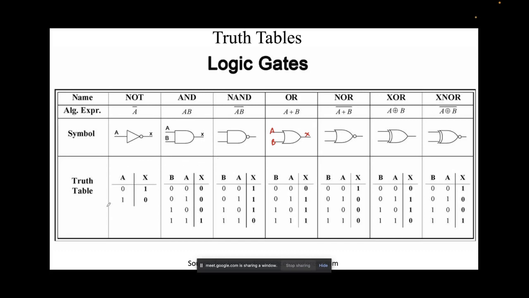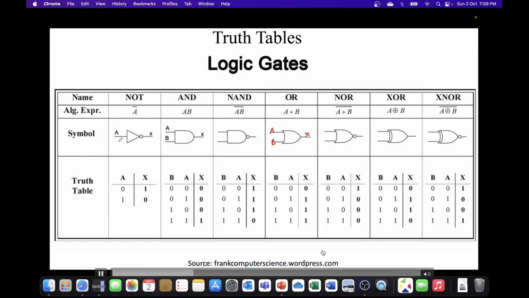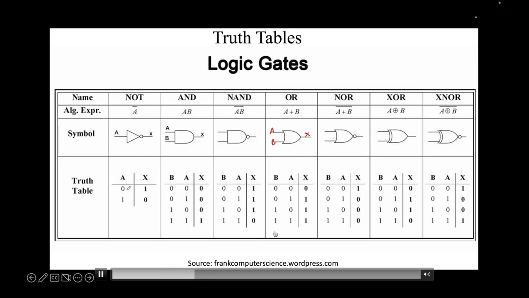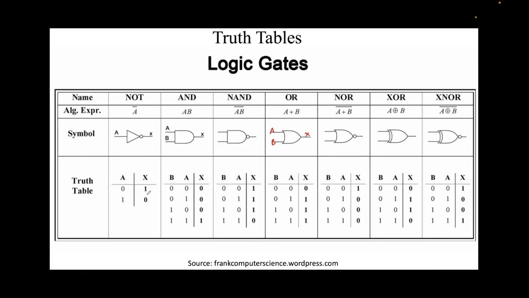So finally we have the truth tables for them. What essentially does a truth table mean? It lists all the possible combinations. So for instance, when there is only one input, it can be either true or false. And then based on these sets of inputs, we try to obtain the outputs.